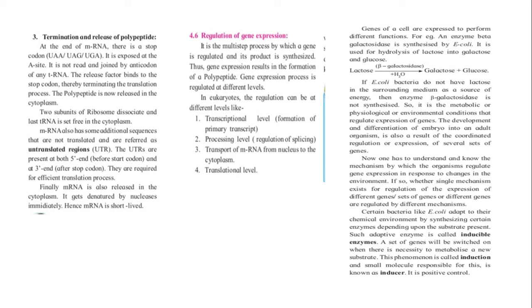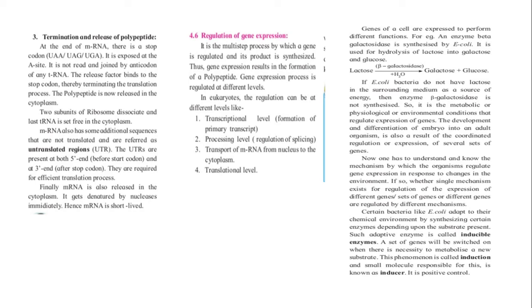The development and differentiation of an embryo into an adult organism is also a result of coordinated regulation of expression of several sets of genes. Now, one has to understand the mechanism by which the organism regulates gene expression in response to changes in the environment. Whether a single mechanism exists for regulation of the expression of different genes, sets of genes, or different genes are regulated by different mechanisms.